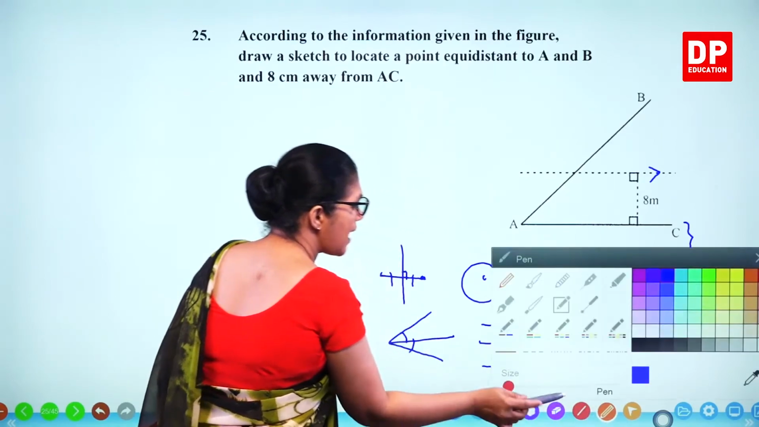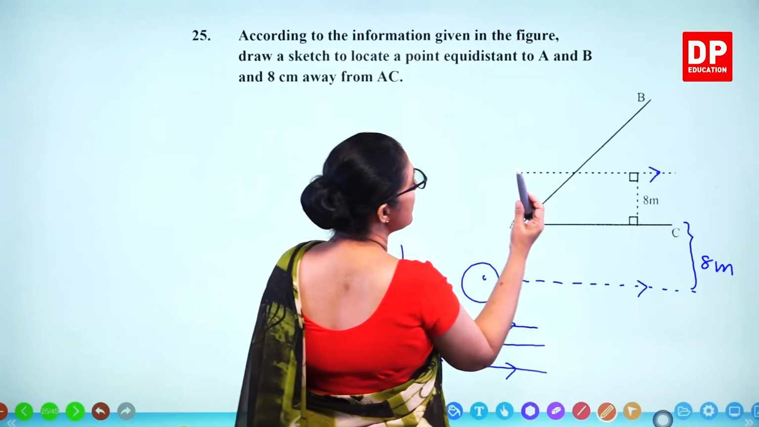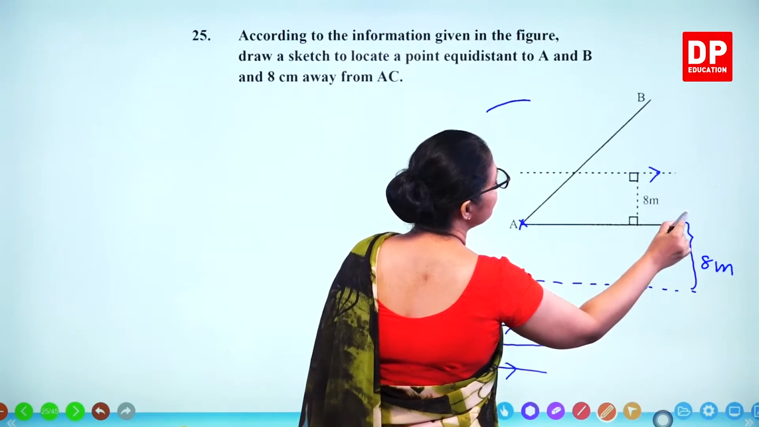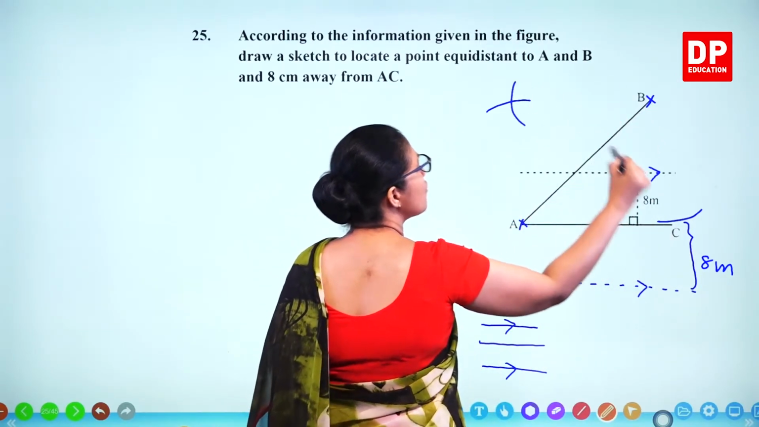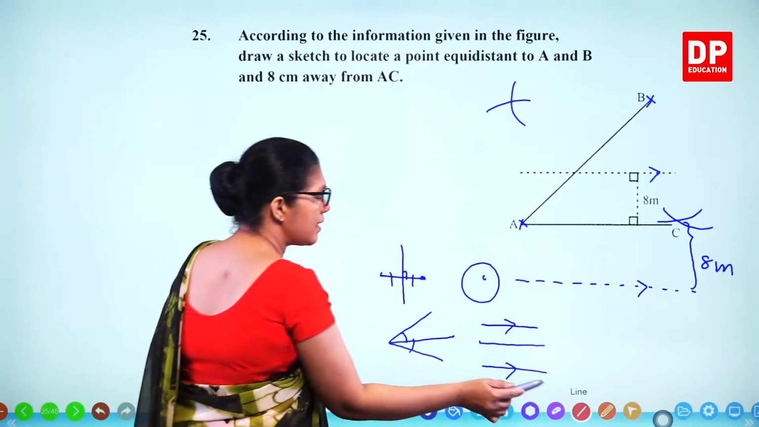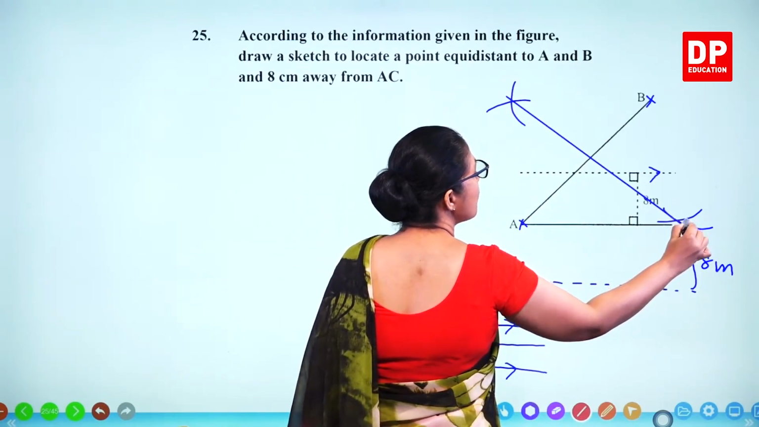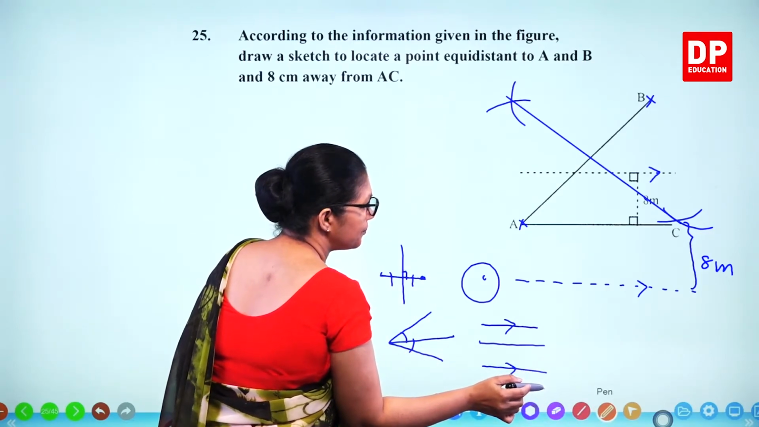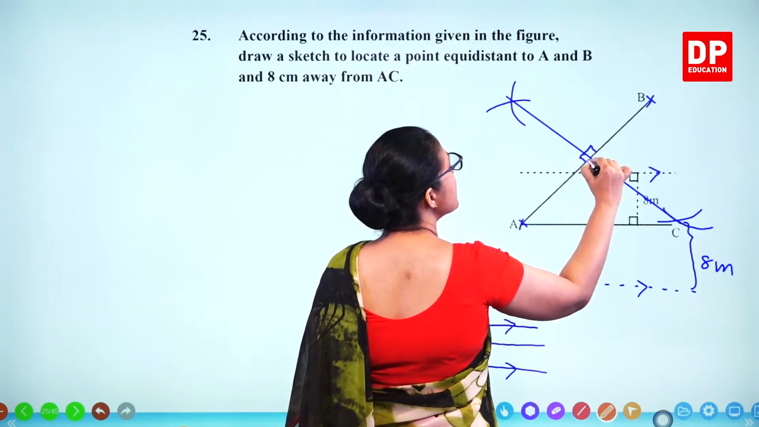So this is just a sketch. Keep the compass on top of A, take any distance, and draw an arc above and below. And here keep on top of B, again draw the arc below and above. Then you can connect the 2 points, this and this. So that's the perpendicular bisector.